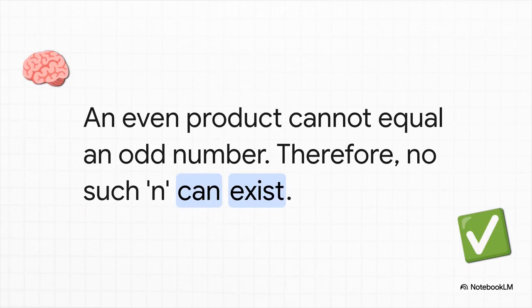So let's put it together. We know our product has to be even, but the target number they gave us is odd. Therefore, no such number n can possibly exist. We just solved it without a single calculation. Now that is the beauty of logic.